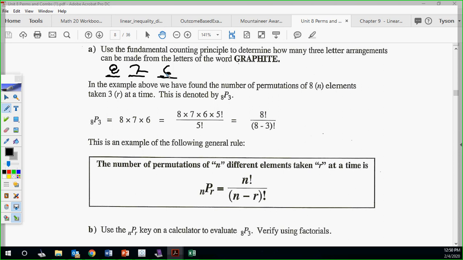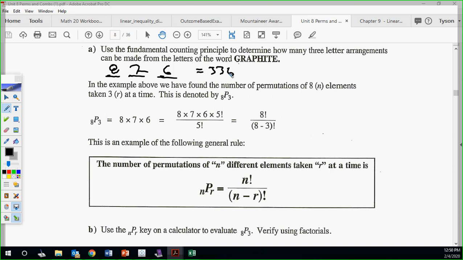Okay, so that's 336. And so that's the fundamental counting principle way of doing it. The permutation, you can do permutation in your calculator. In this situation, it would be 8 permutation 3. So there's 8 letters to choose from, we want 3 of them. So that's in your calculator as well.